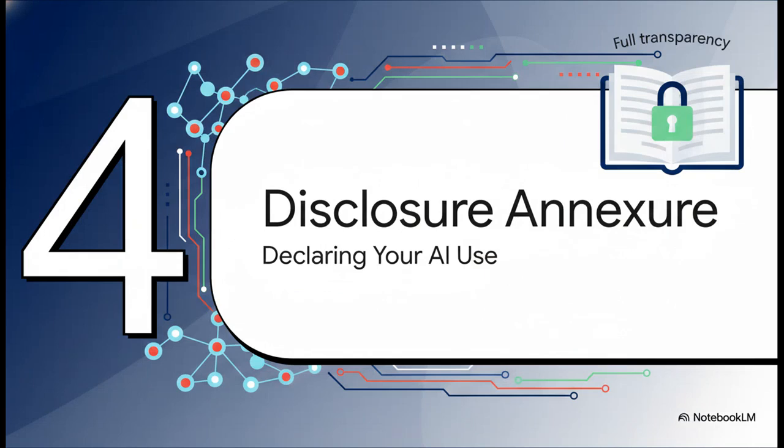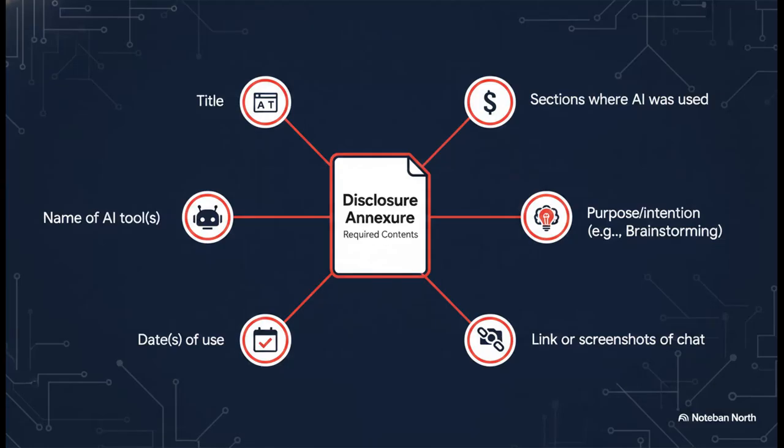There's a second, equally important step you have to take, and that's creating something called a disclosure annexure. This is basically where you come completely clean about how you used AI. And your annexure has to be specific. It needs a clear title. You have to state exactly which sections of your assessment involved AI and name the tools you used. You also have to explain why you used it, for brainstorming, outlining, list the dates, and even provide a link or some screenshots of your chat.